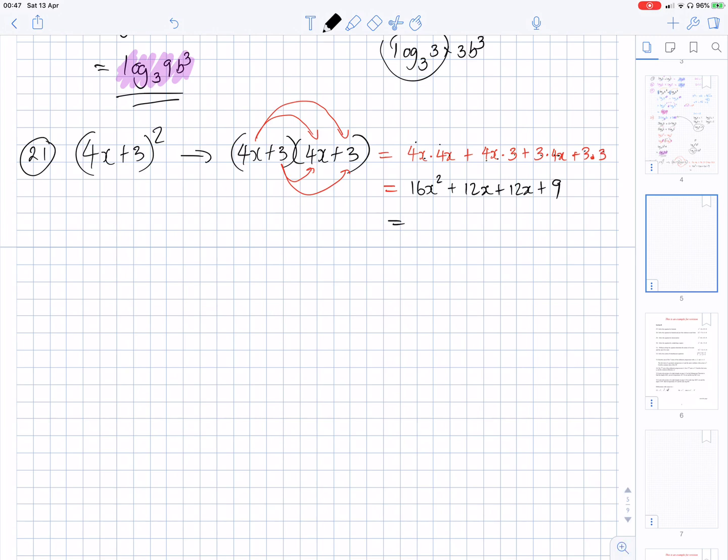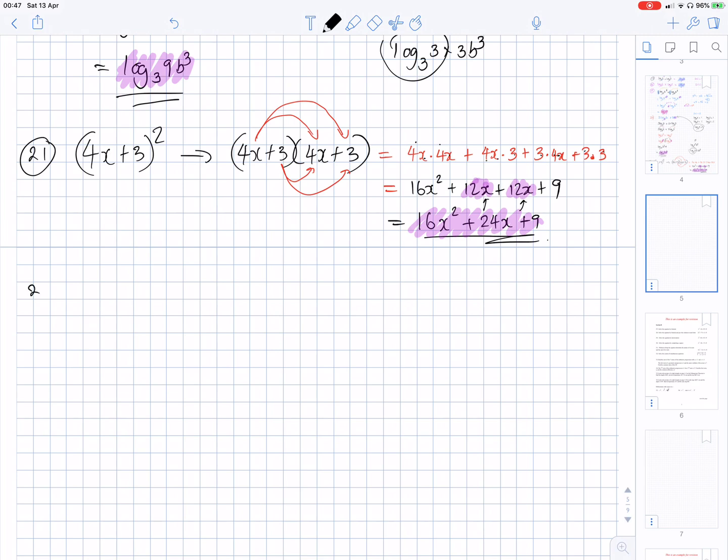Okay, so then you take the 12x and the 12x, because they both have an x in them, and you're going to group them and add them together. So you still have 16x squared plus 12 add 12 is 24x plus 9. Okay, so that's that one done. That was number 21.